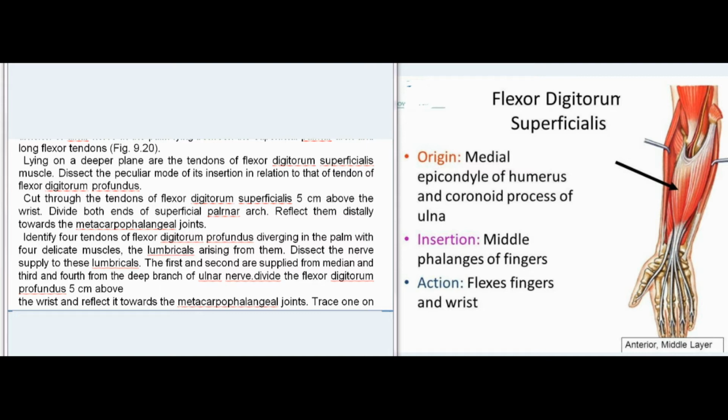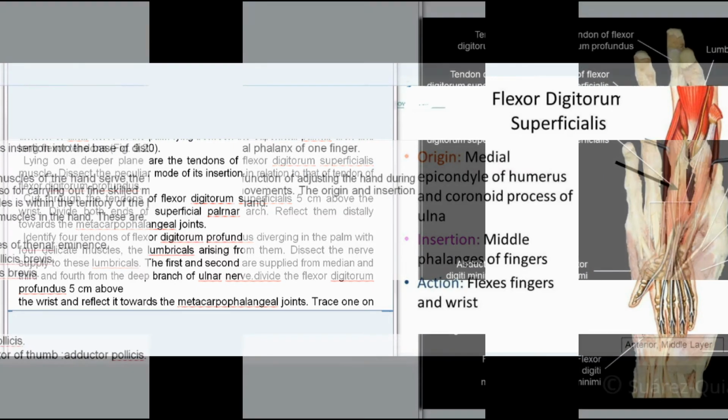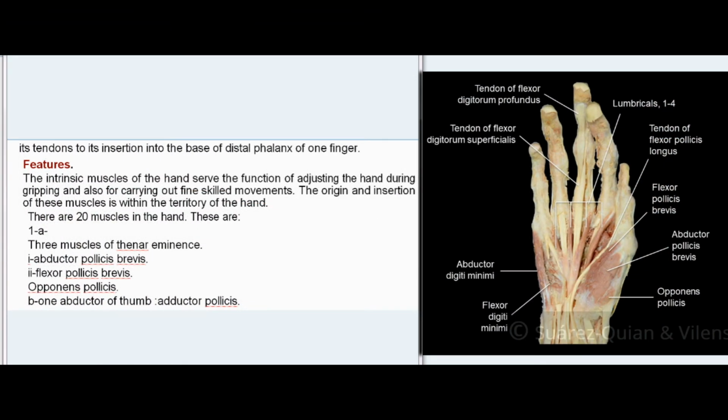Identify 4 tendons of flexor digitorum profundus diverging in the palm with 4 delicate muscles, the lumbricals arising from them. Dissect the nerve supply to these lumbricals. The first and second are supplied from median and third and fourth from the deep branch of ulnar nerve. Divide the flexor digitorum profundus 5 cm above the wrist and reflect it towards the metacarpophalangeal joints. Trace one of its tendons to its insertion into the base of distal phalanx of one finger.